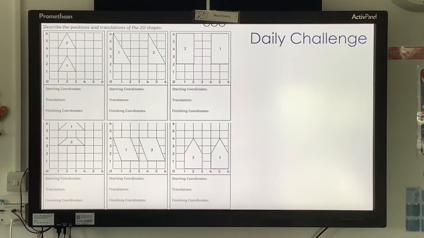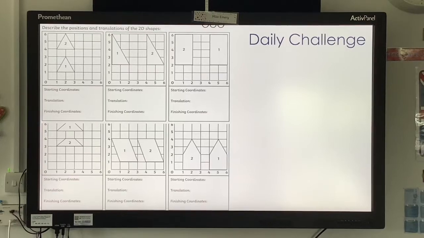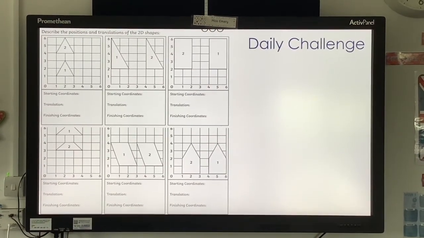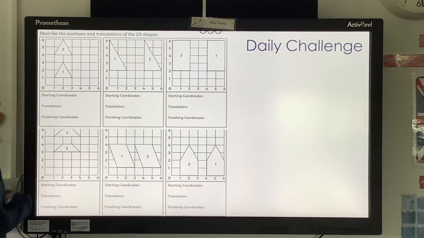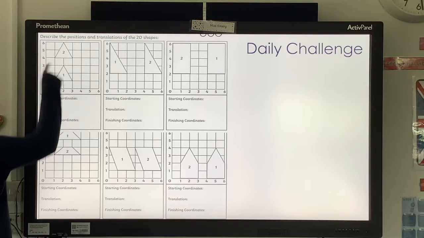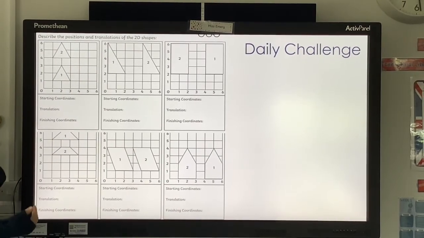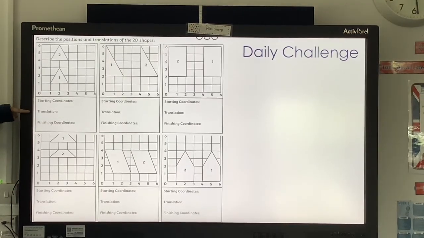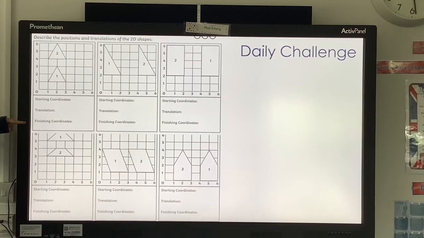So your challenge for today. You need to describe the positions and translations of these 2D shapes. They've all been numbered for you, so you know which one is shape 1 and which one is shape 2. So 1 is your original shape, 2 is the shape once it's been translated. You need to say the starting coordinate, how it has been translated, and its finishing coordinates.